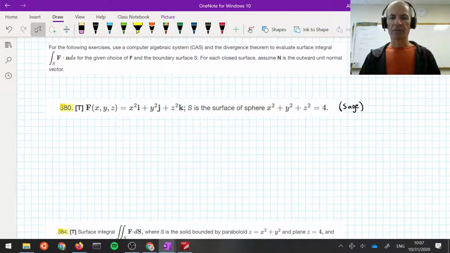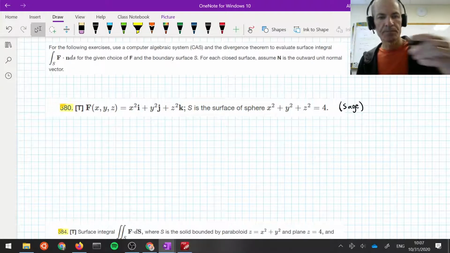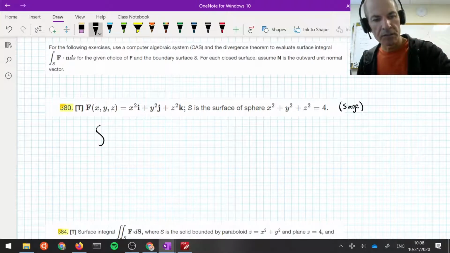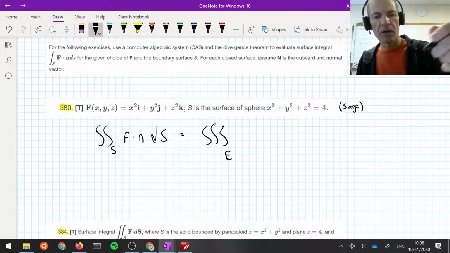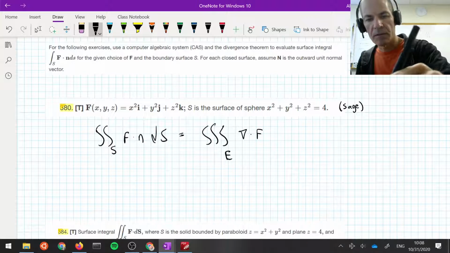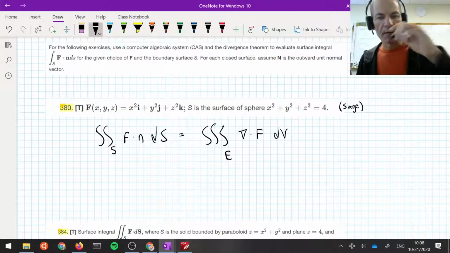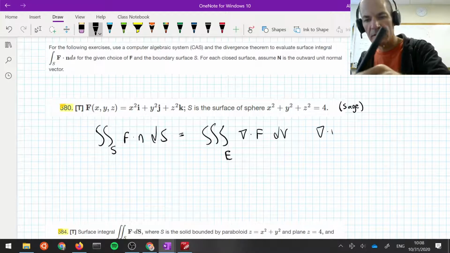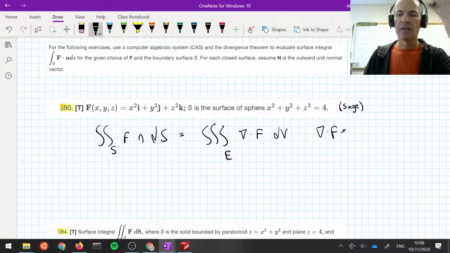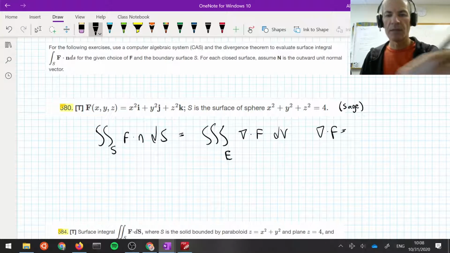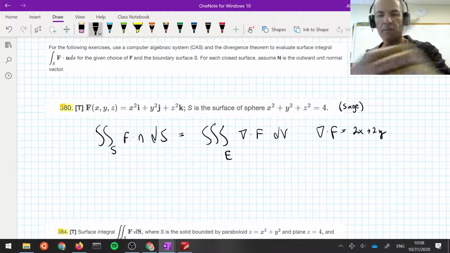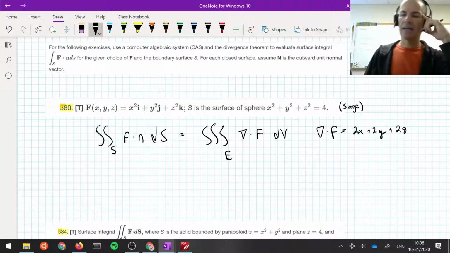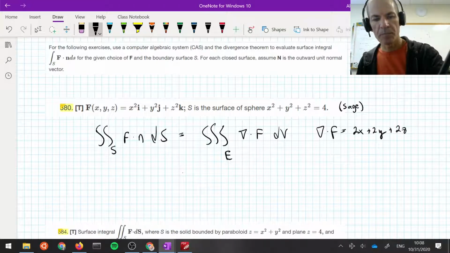Okay, so we're asked to compute this double integral over the surface, f dot n dS, and we know that that's equal to the integral over the enclosed volume of the divergence of f dV. All right, well, let's compute the divergence of f. This is usually where things get simple. I take the partial of the first component with respect to x, plus the partial of the second component with respect to y, third component with respect to z, and I get this relatively simple scalar expression.